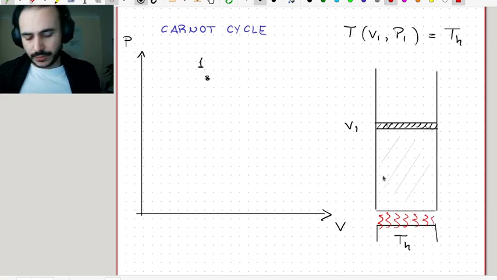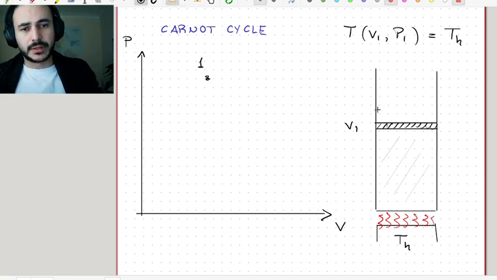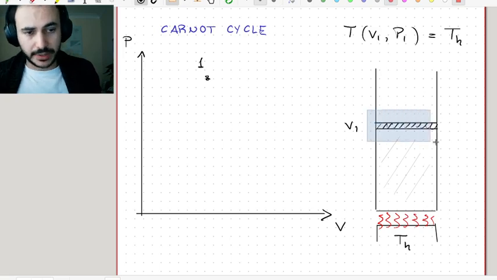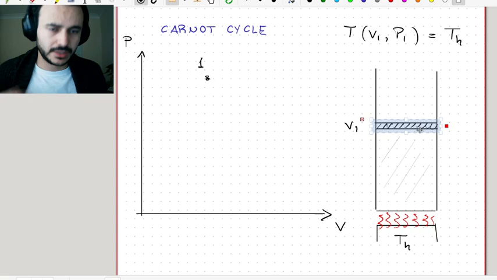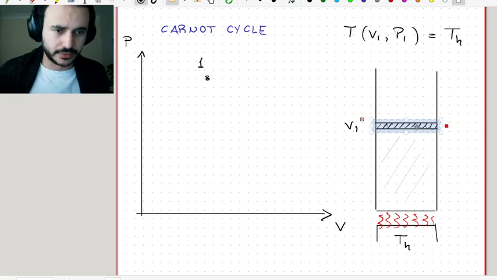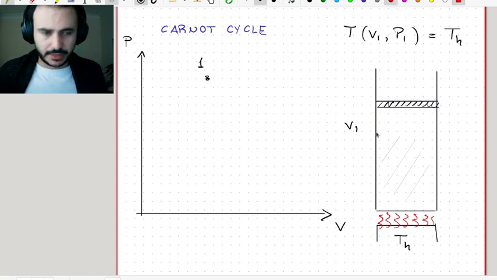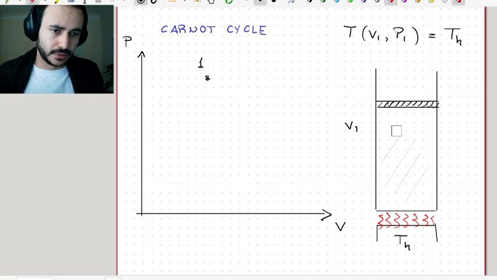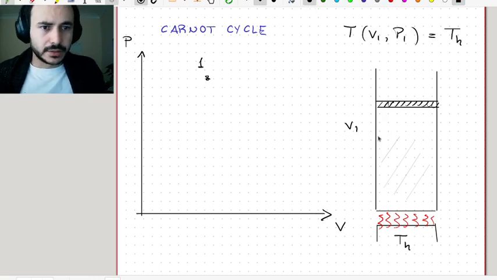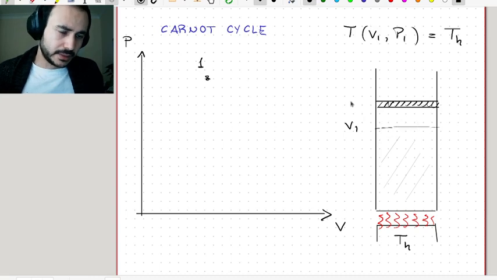And what you will do is a quasi-static reversible expansion while in contact with that heat source. So it's an isotherm or an isothermal process. And you're going to bring your volume up to there. Let me mark where the volume was before. So this is position B1 here, and this position here is B2.